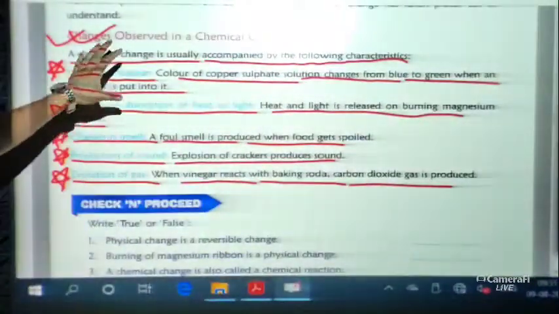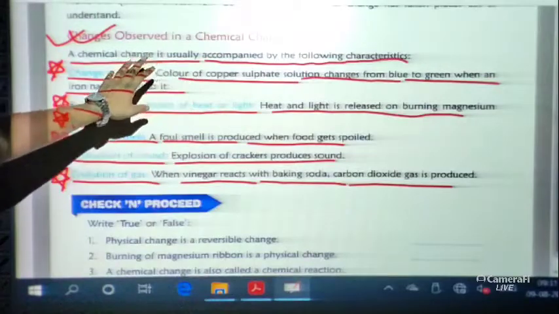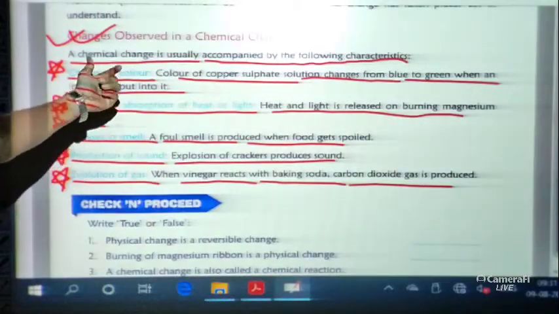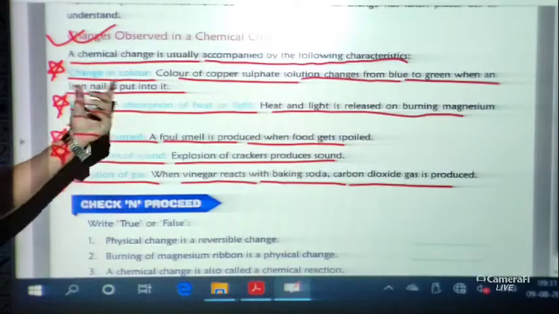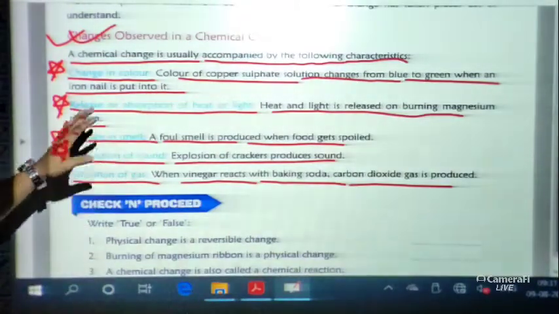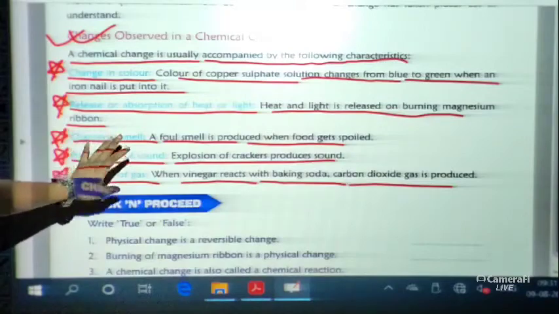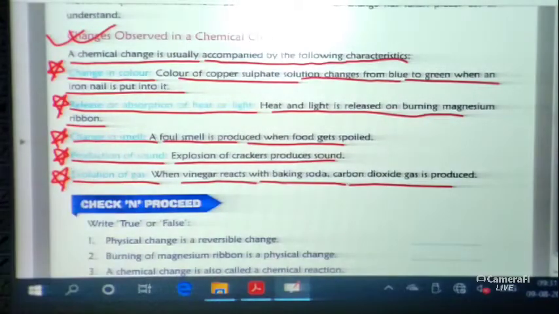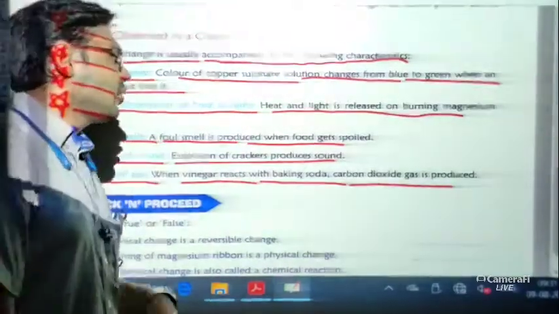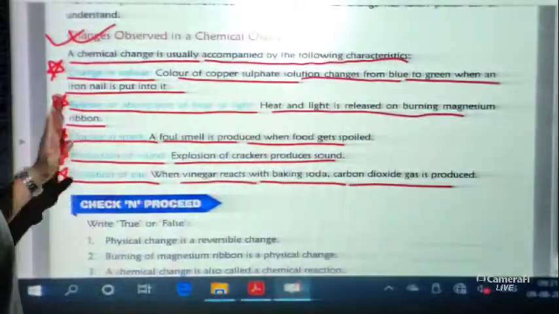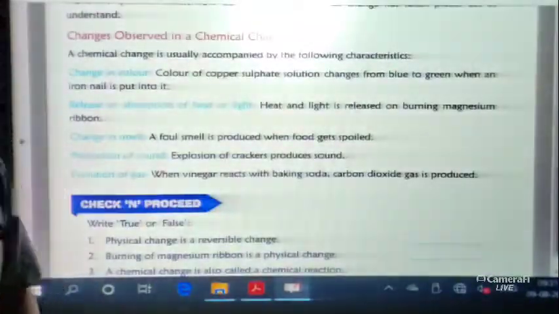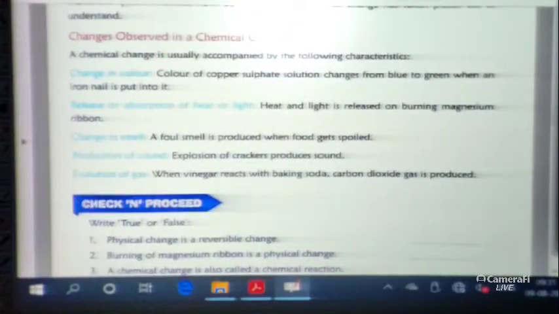So students, when these things are there in a reaction, or in a change, if change in color is there, if release or absorption of heat or light is there, if change in smell is there, if production of sound is there, and if evolution of gas is there, then we can call it a chemical change, and we can't reverse this change. This is a very important property: chemical changes are irreversible, but physical changes are reversible. So this is the basic difference.